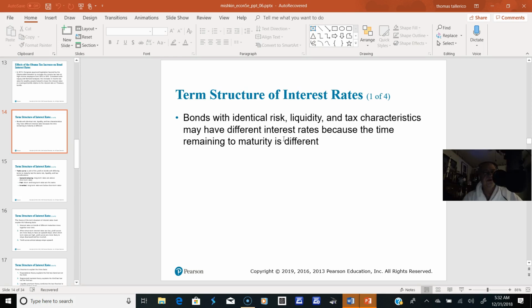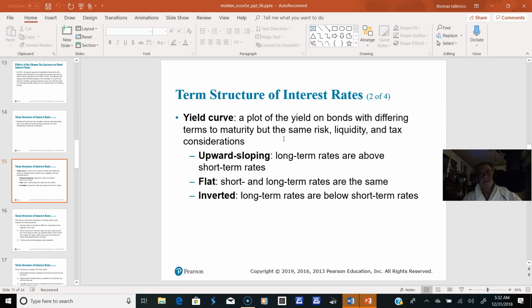So if you look at treasuries, you'll always see that the time is different for different treasuries, right? So as I'm just mentioning, here's the yield curve. And this basically, for the most part, plots, especially with government securities, the yield on bonds with differing terms to maturity. And they may have the same risk: 3-year, 10-year, 20-year, 30-year bonds. And there's three possibilities. The yield curve can be upward sloping, flat, or inverted.